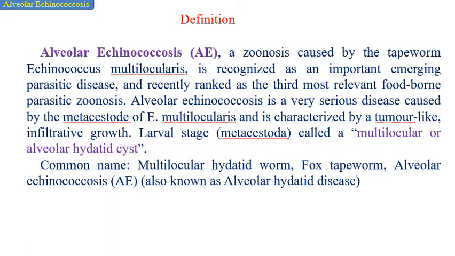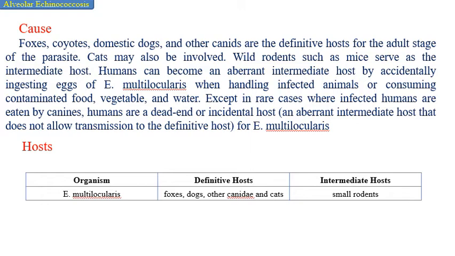Common names: multilocular hydatid worm, fox tapeworm, alveolar echinococcosis, also known as alveolar hydatid disease. In humans, metacestode cells of Echinococcus multilocularis proliferate within the liver, inducing slowly progressive, life-threatening tumor-like growth. Foxes, coyotes, domestic dogs, and other canines are definitive hosts for the adult stage of the parasite. Cats may also be involved, with rodents such as mice serving as intermediate hosts. Humans can become an aberrant intermediate host by accidentally ingesting eggs of Echinococcus multilocularis when handling infected animals or consuming contaminated food, vegetables, and water, except in rare cases where infected humans are eaten by canines.